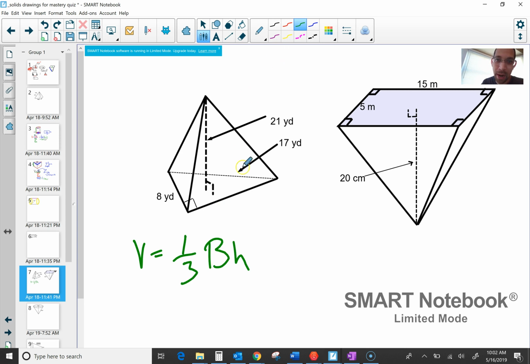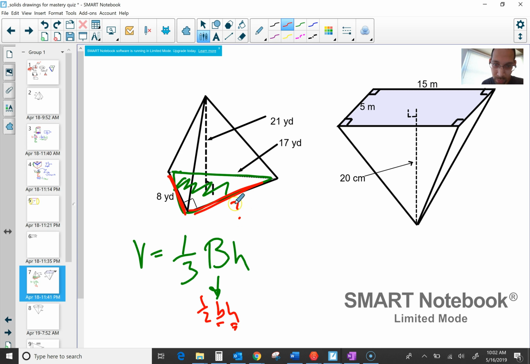Capital B, once again, is the area of the base. So I'm looking for the area of this triangle. I need to find the area of a triangle right here. So we go back to area, which is 1/2 little b times H. Little b is the base of the triangle and H is the height of the triangle, and those are perpendicular to each other, this one and this one.